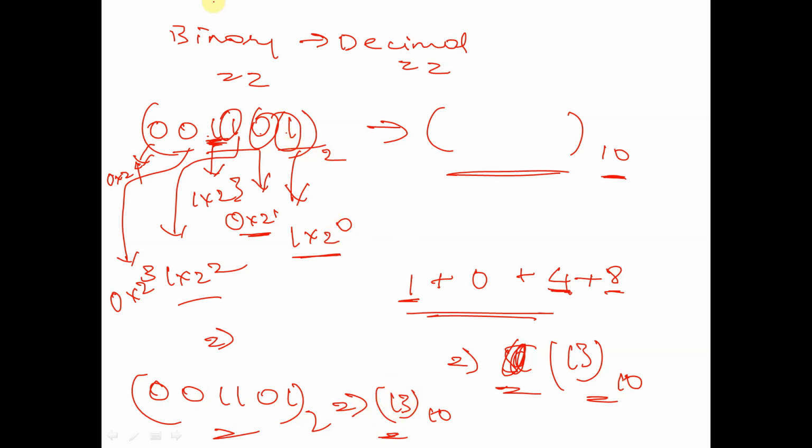Or else we have another method which is called 8421 code. This is a method to convert binary number system to decimal number system.